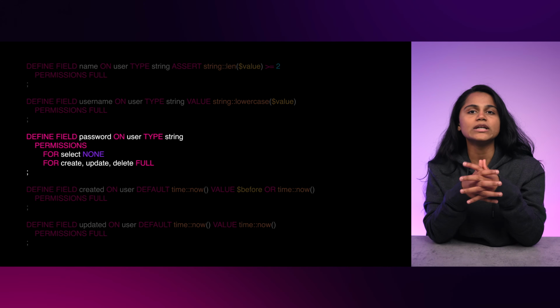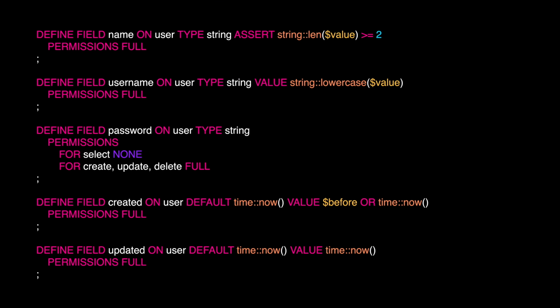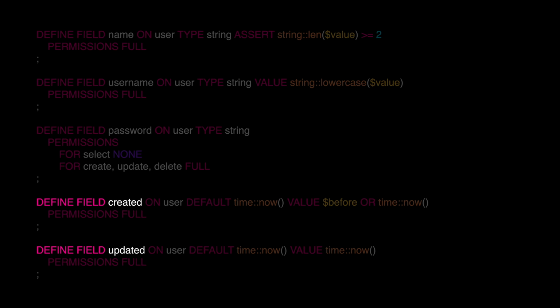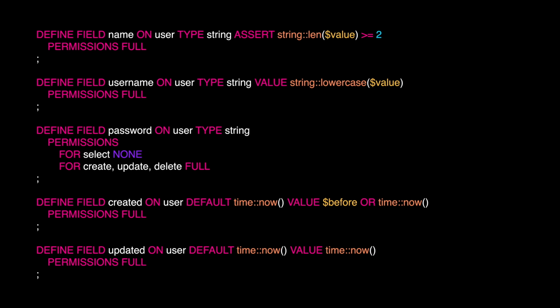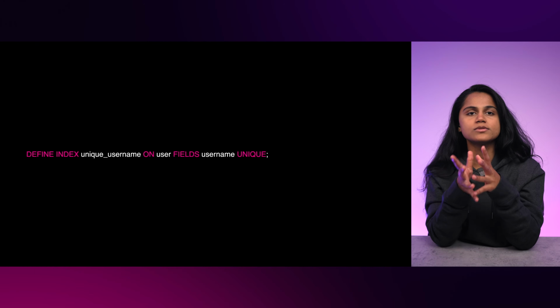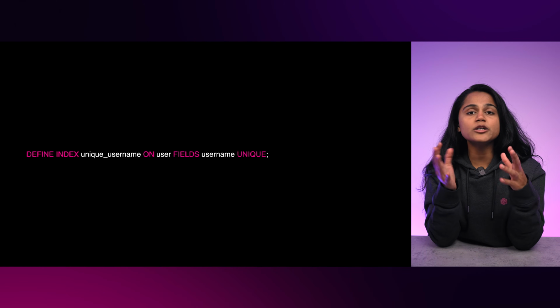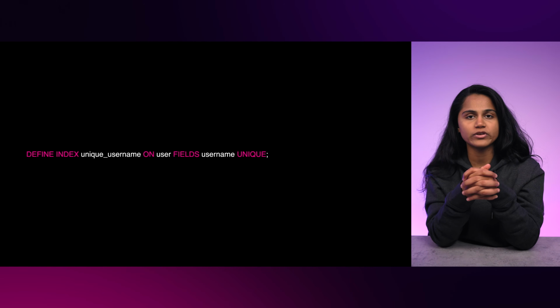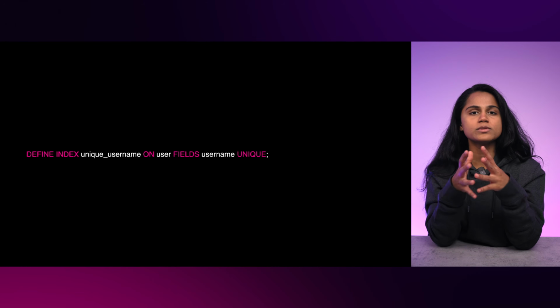For the password field, we set permissions so that no one can view the password. And we define 2 fields to record the current time and updated time. Ideally, you want all users of an app to have unique usernames. So we define a unique index on the username field, ensuring that no 2 user records have the same username.